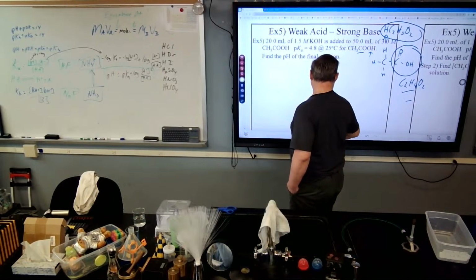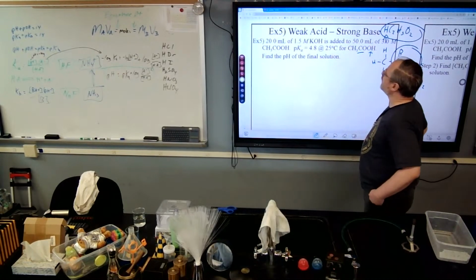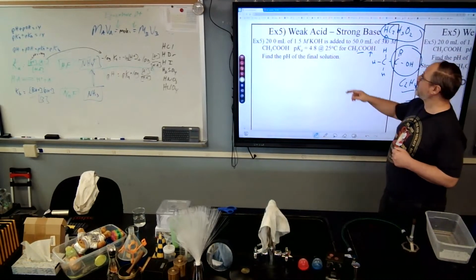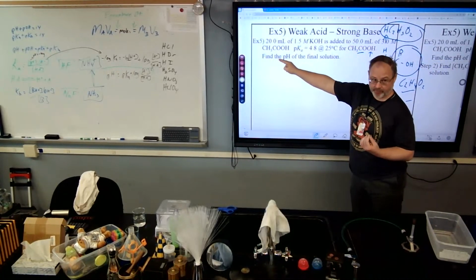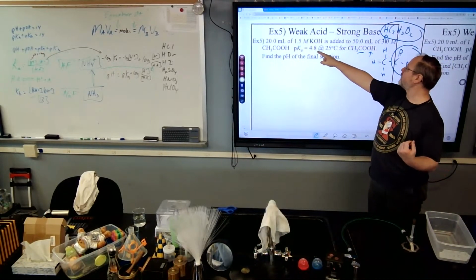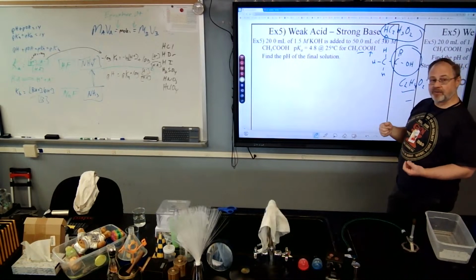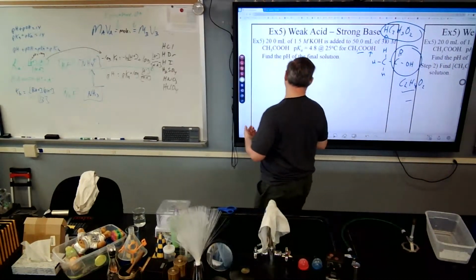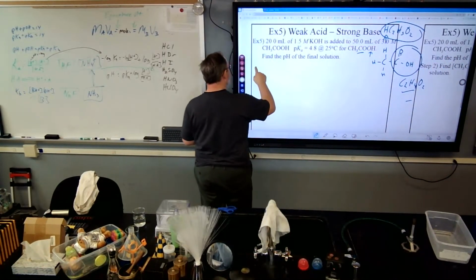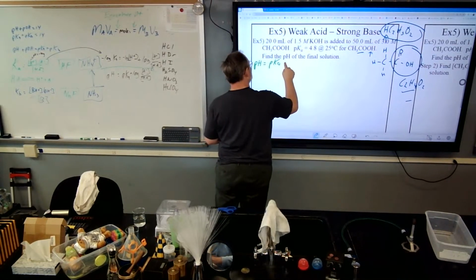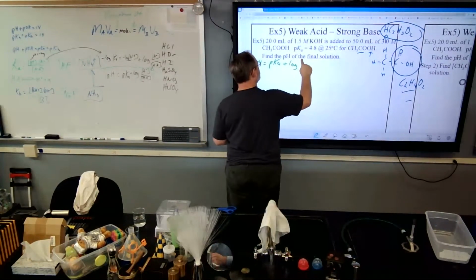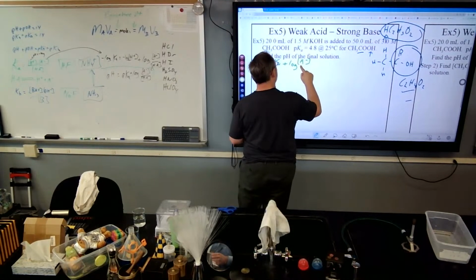Speaking of funky, look at this. We're going to take a strong base of KOH, and we're going to add it to a weak acid, acetic acid. The pKa of acetic acid is given to us. We need to find the final pH. Well, it gave me the pKa, so I'm going to use Henderson-Hasselbalch: pH equals the pKa plus the logarithm of A minus over HA. It's on the formula chart, so it's okay.